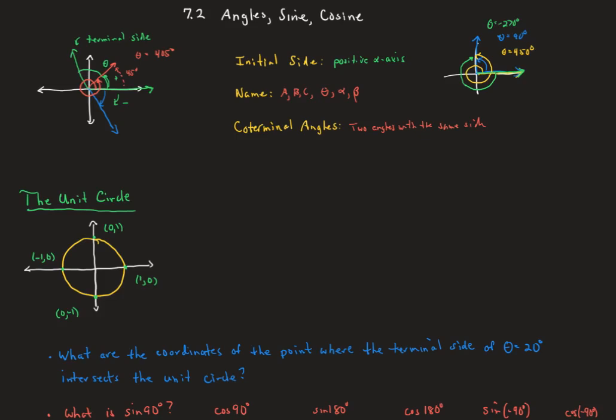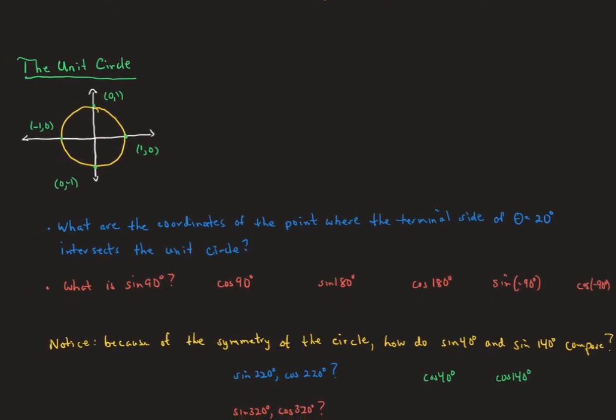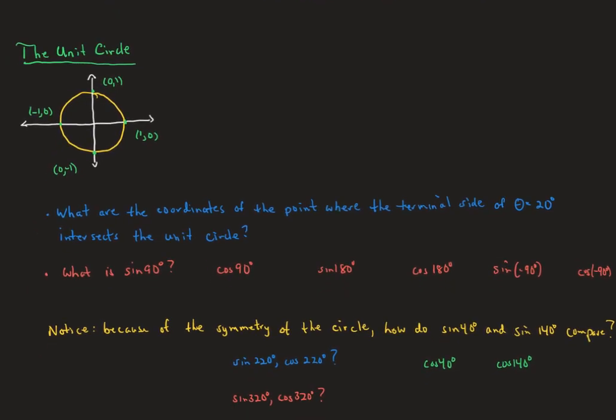Okay, so now let's see if we can come up with a new way of thinking of sine and cosine. So we're going to look at the unit circle. And by unit circle, we mean a circle centered at the origin with radius 1. So you may or may not know from your Algebra 2 days the equation of a circle centered at the origin with radius 1 is x squared plus y squared equals 1. We'll use that down the road, not so much here today.